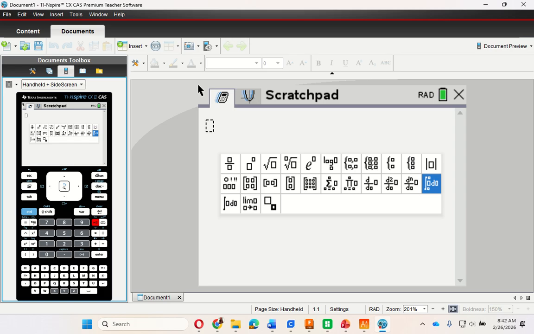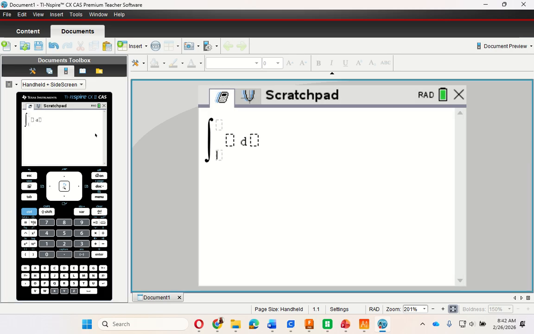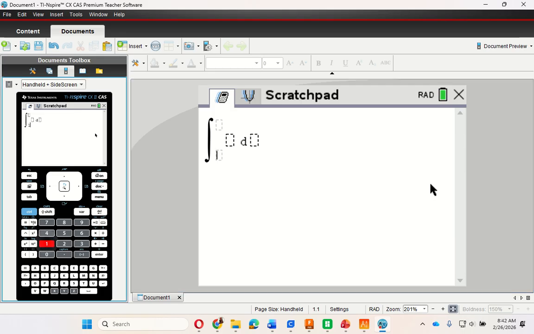Anyway, it's right here. Integration, definite integral with bounds. I have to identify what it is. This one starts with 1/2 and goes to 4, and it was ln of x. And I have to tell it what variable I am integrating for. That's important. So that's going to be my x. Hit enter. Bam.